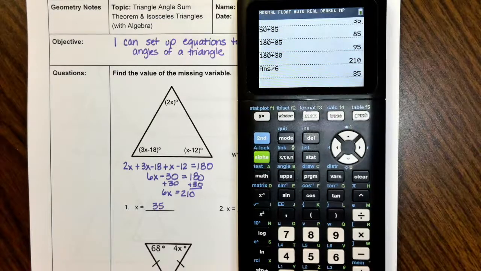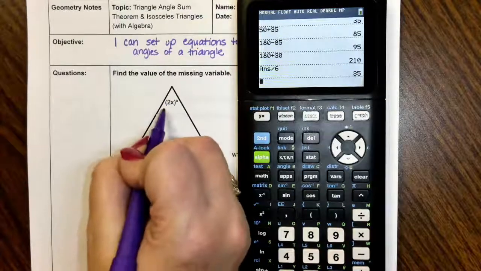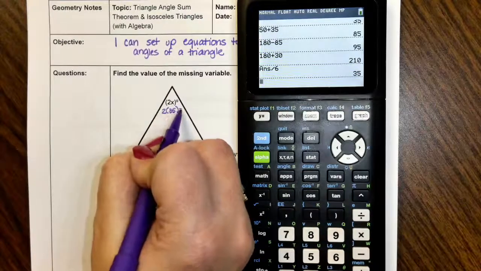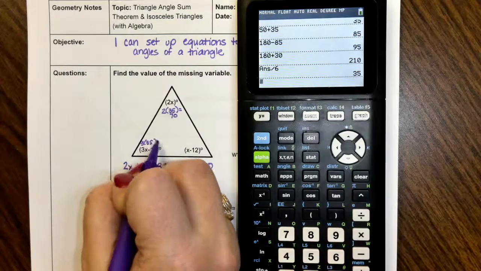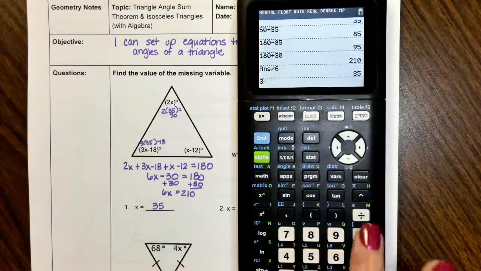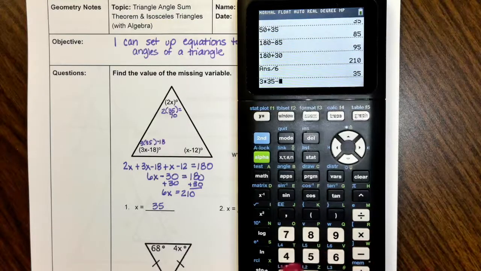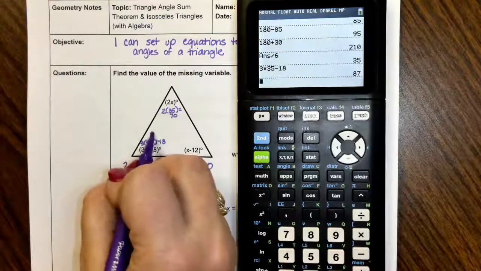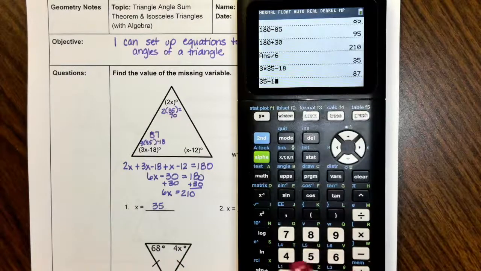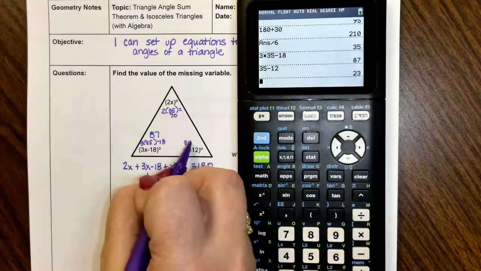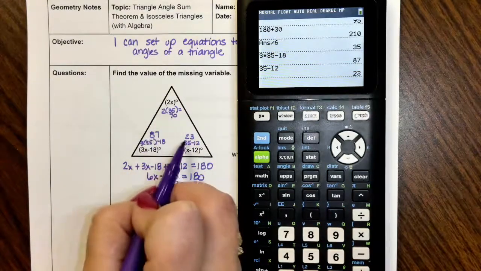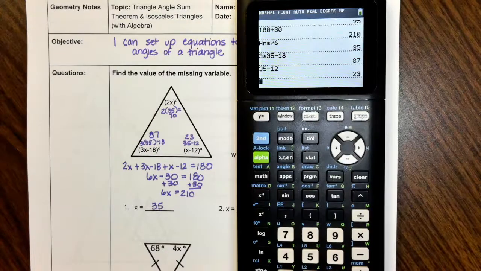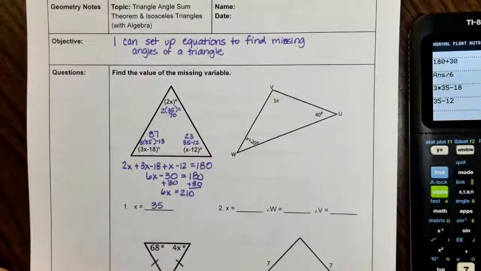If I had asked you to, you could go back up here and you could say, okay, 2 times 35 is 70, so that angle is 70. 3 times 35 minus 18 is 87, and 35 minus 12 is 23. And if you were to add 70 plus 87 plus 23, you would see that those angles add up to 180. But I didn't ask for that, but just so you know that you can.